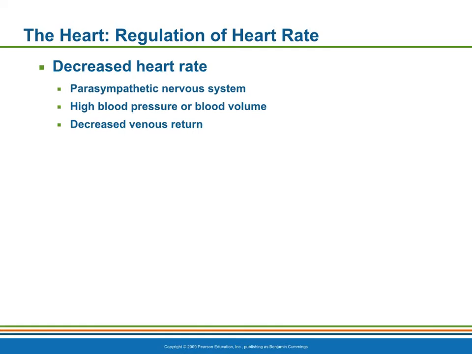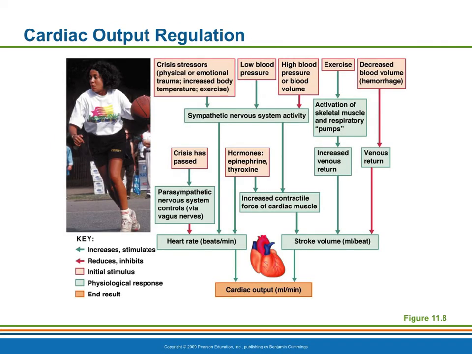Note, not only can certain factors increase heart rate, but they can also decrease heart rate, as those shown on this slide. From the parasympathetic nervous system, some high blood pressure or blood volume can decrease heart rate, and decrease venous return, blood coming back to the heart. All of those can decrease heart rate. So in this figure, we can see the influences of selected factors on the cardiac output, all spelled out for you. Those that increase, those that decrease, all those different things.